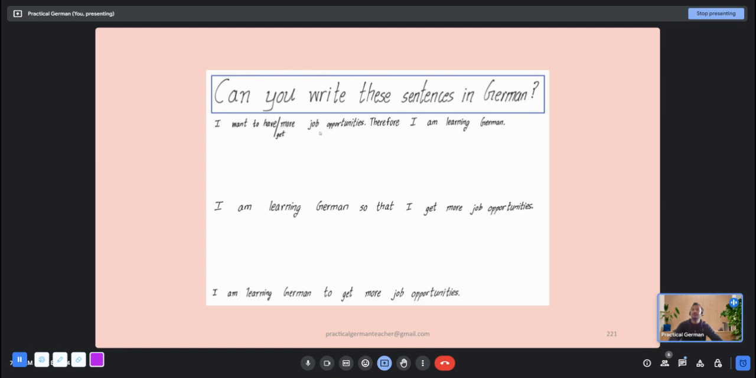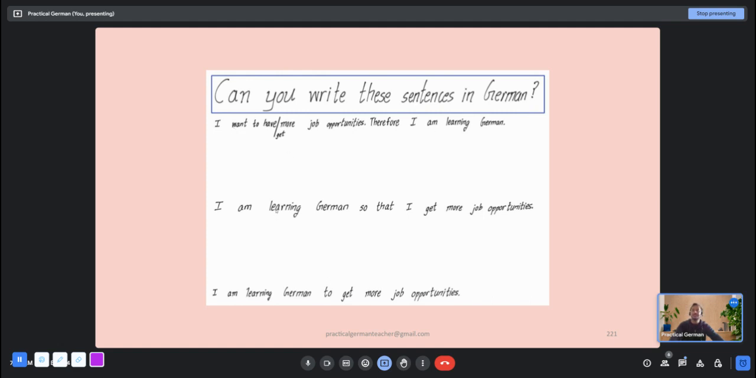Ich will opportunities, like Möglichkeiten. You can also say Gelegenheit. I don't think it's as correct. Job is Arbeit. Arbeitsmöglichkeiten. You combine the two nouns. So ich möchte mehr Arbeitsmöglichkeiten haben. And then you provide a reason, right? I'm learning German, and here you provide a reason. I want to have more job opportunities, and therefore I'm learning German.